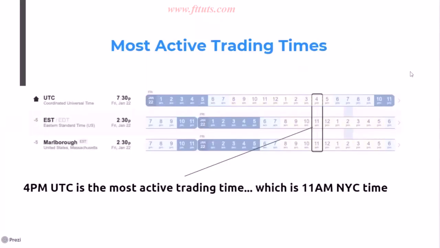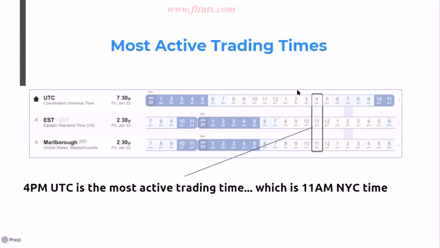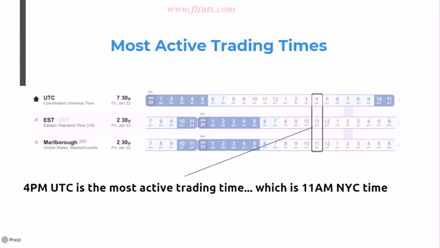So the next thing we're going to talk about is the most active times in the crypto market. 4 p.m. UTC is the most active time to trade, which is 11 a.m. New York City time or Boston time. So if you're looking for the most volume or move in the crypto market, we're going to see that at 11 a.m. Eastern Standard Time. That is why I tend to try to take my trades at that time, but I'm constantly setting trades up in the crypto market. But this is the most active time if you're looking for the most volume.